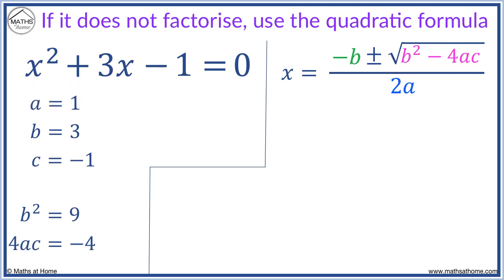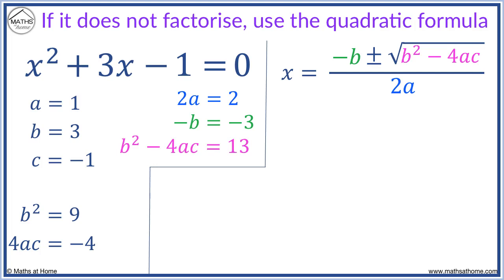If a equals 1, 2a equals 2. If b equals 3, minus b equals -3. b squared minus 4ac is 9 minus -4. When we subtract -4, we add 4. So b squared minus 4ac equals 13.